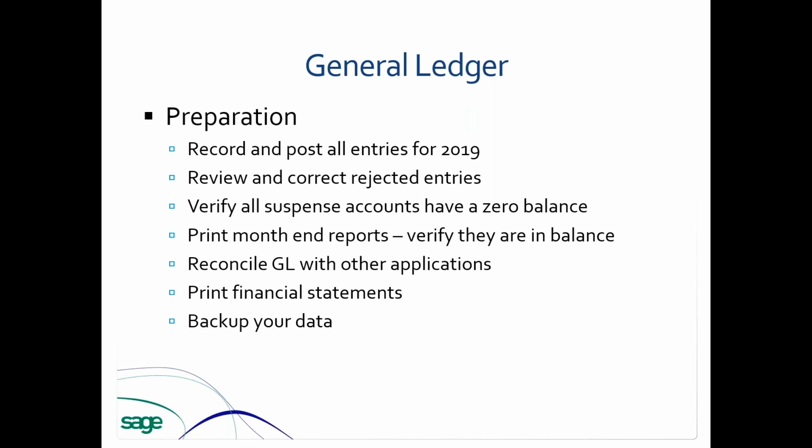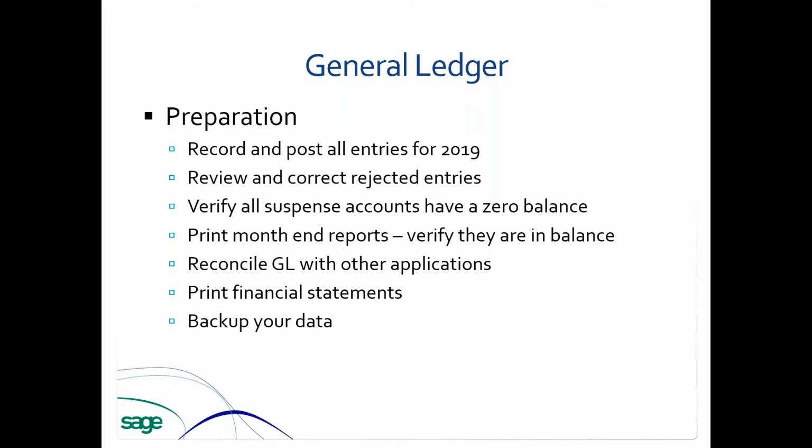So I would recommend that you run your close year in the same time frame that you run close month. So if you hold general ledger open till the middle of January until everything comes through for AP, for job costs, for payroll, for payables, and then go ahead and close the year. So that's what I mean by record and post all entries for 2019. Just make sure that the interfacing applications have provided everything that they've got.